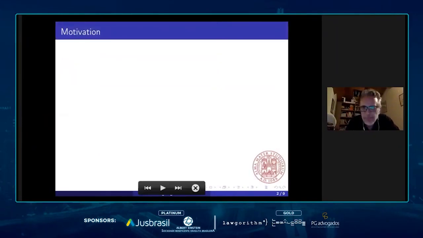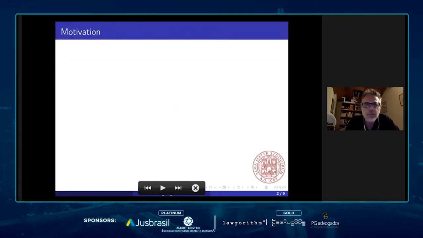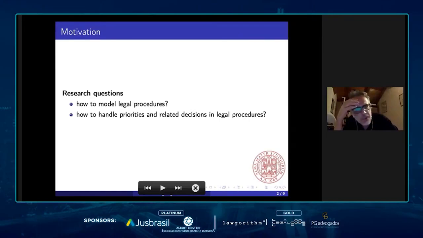Okay, so this paper is a joint paper with Clara Smith, professor in Argentina, University of La Plata. And in this paper, basically, we try to answer these two research questions. The first is how to model legal procedures. It's not a new research issue, of course. And second, how to handle priorities in related decisions in legal procedures.